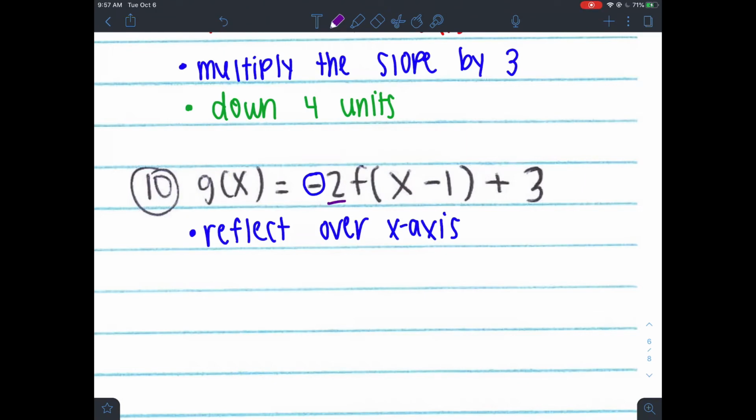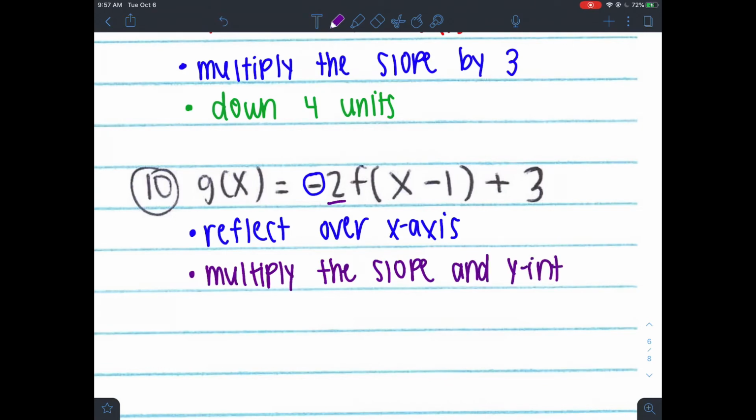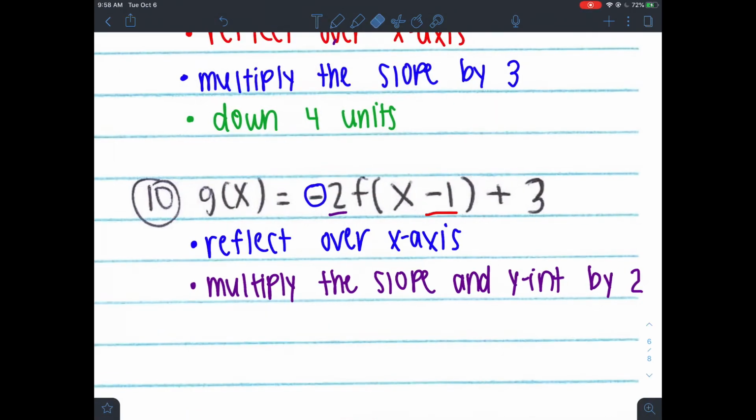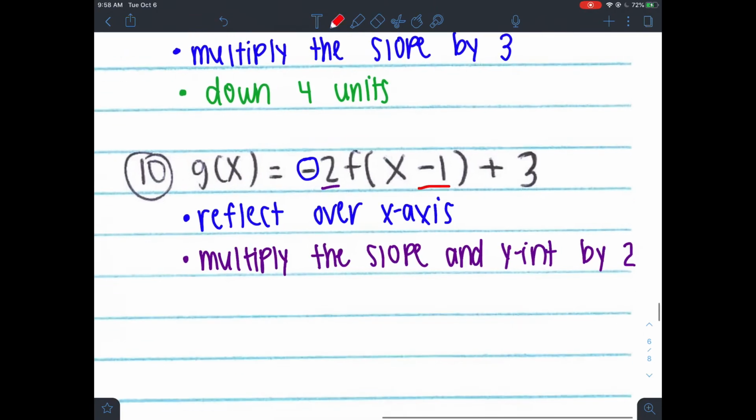All right, the next thing I see is the positive 2. Now that positive 2 is attached to the outside by multiplication because they're right next to each other. So when it's attached right to the outside, you're going to multiply because the operation next to them is multiplication. But because it's on the outside, you're going to multiply to the slope and the y-intercept by 2. Okay, if the 2 is attached to the inside, then you would multiply it to just the slope only. Okay, the next thing I see here is the minus 1 on the inside. Whoops, I have a mistake up here. There we go. A minus 1 on the inside.